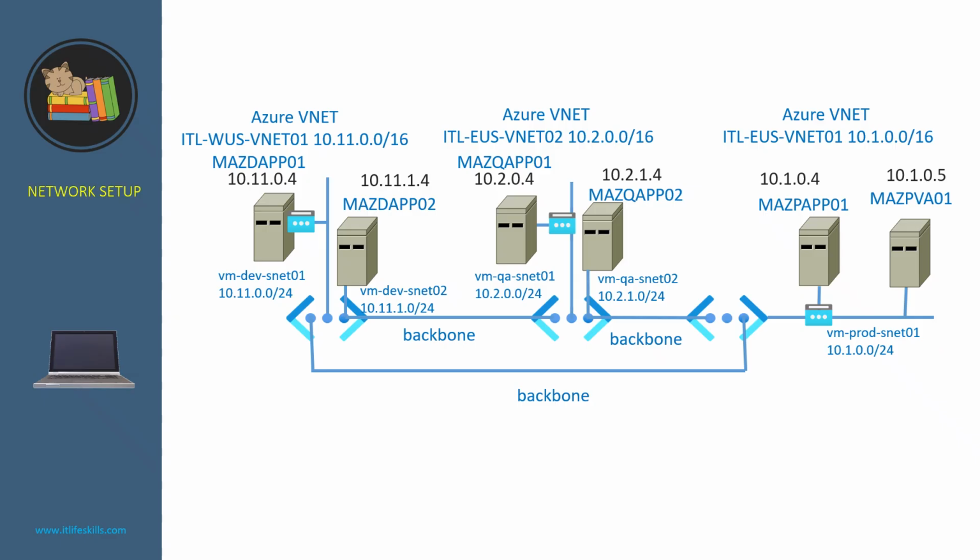The second VNet is ITL-EUS-VNet02, and it is assigned with the address space 10.2.0.0/16, and this is the QA VNet. In this VNet, we created two subnets. The first one is VM-QA-SNET01, and the second is VM-QA-SNET02.